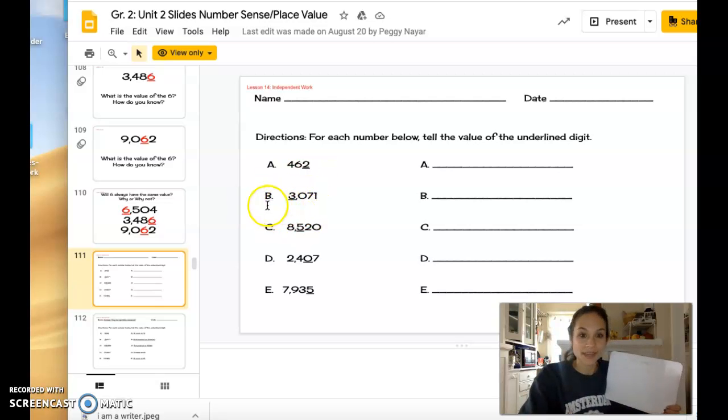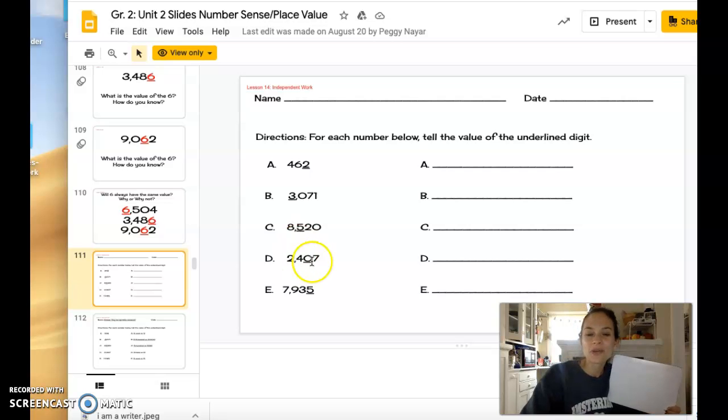Now take a look at B. What is the value of the underlined digit 3? The value would be 3,000. That's fun to say, 3,000. You try. Yes, the value of the 3 in the thousands place is 3,000. Good. Okay, look at C. What is the value of the underlined digit 5? The value would be 500.